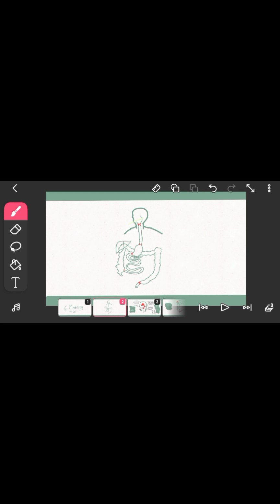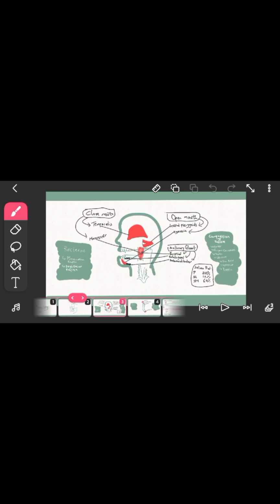So first of all, we'll be looking at the diagram of the whole GI tract. You can see from the mouth to the esophagus and then the stomach and the small intestine, then the large intestine. So you can see those red dots. Those are the sphincters. They regulate the passage of food. And then we have two other structures here: the liver, the gallbladder, and the pancreas, making them three.